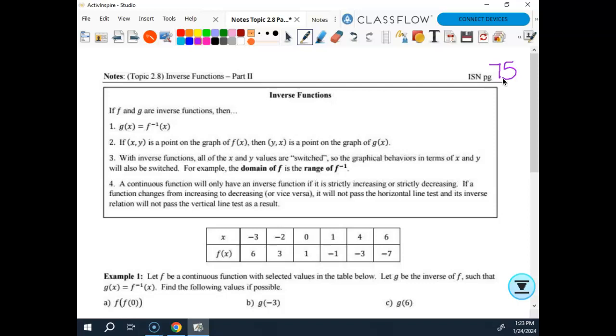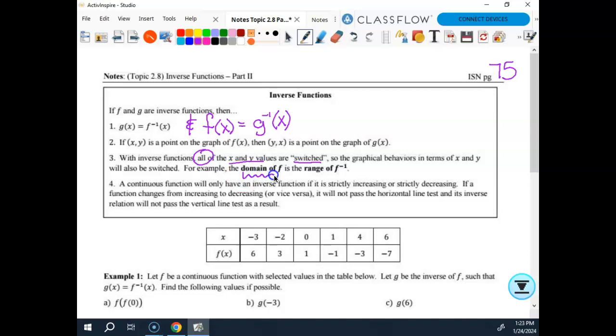Okay, so if f and g are inverse functions, then g is equal to f inverse of x, and not only that, but f of x is equal to g inverse of x. And then we know that if (x, y) is a point on the graph of f, then (y, x) is a point on the graph of g of x, the graph of its inverse. We know how to do that. We did that yesterday. With inverses, all of the x and y values are switched, so the graphical behaviors in terms of x and y will also be switched.